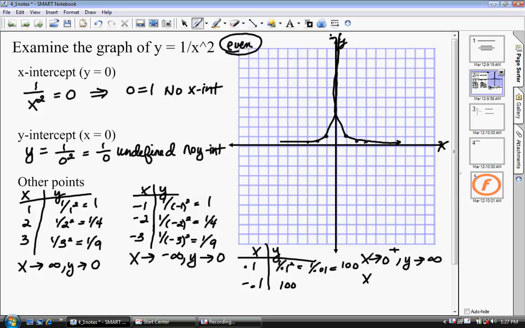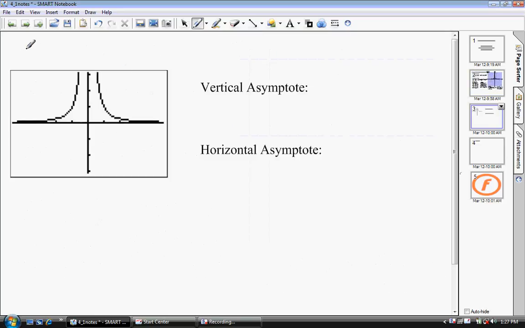But what we can say here is that as x is going to 0 from the right, y is approaching infinity, right? And as x is going to 0 from the left, y is also approaching infinity. Okay? Now, for the better picture of that, if I looked at the graph of y is equal to 1 over x squared on the graphing calculator, I would see this particular picture.